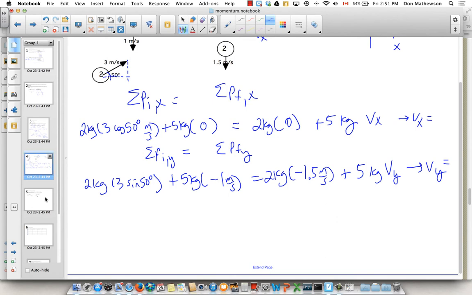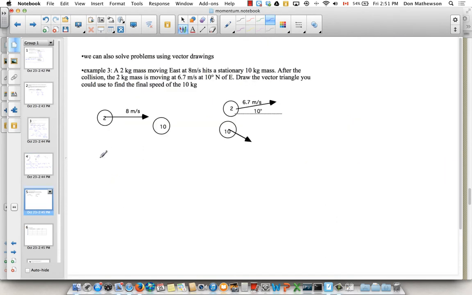Now there is another way to solve two-dimensional oblique collisions. Here's another collision. This mass is going to come in and strike that one obliquely, and then they're going to fly apart like that. You can actually solve it using the whole vector and using a vector triangle approach. Because if we don't break things into components, then it should be that the sum of the initial momentum vectors equals the sum of the final momentum vectors.